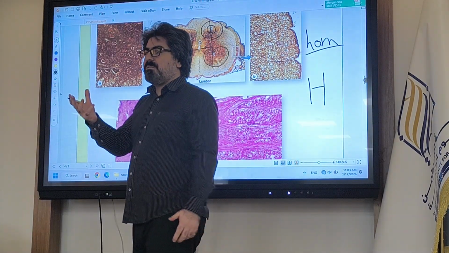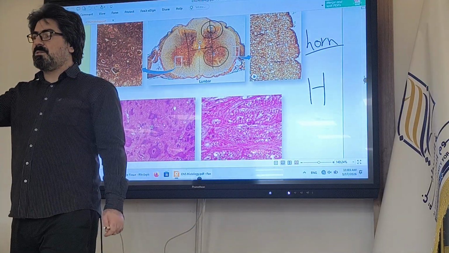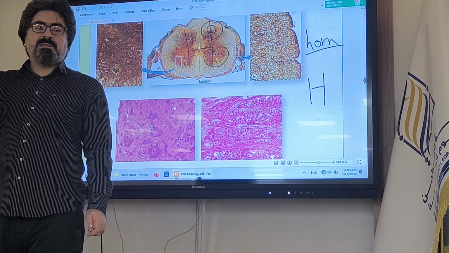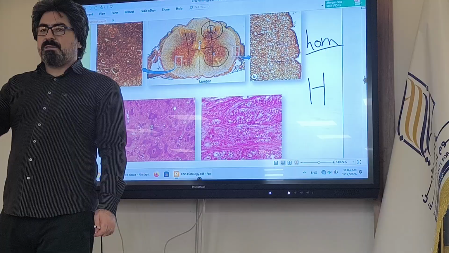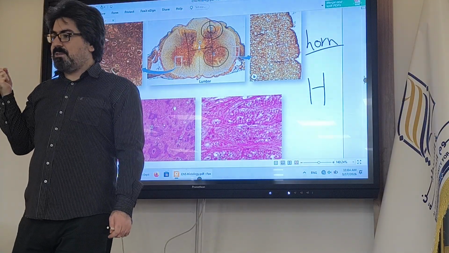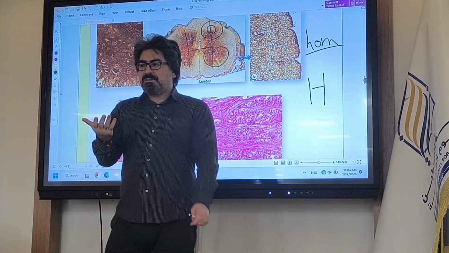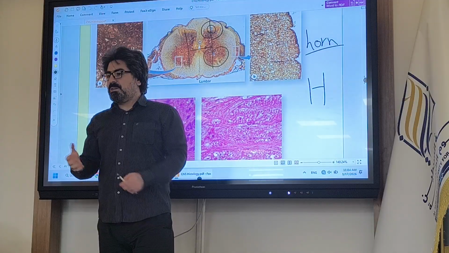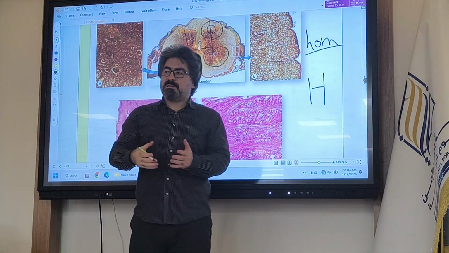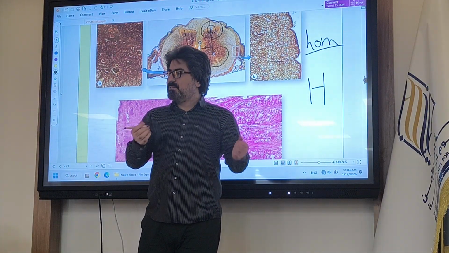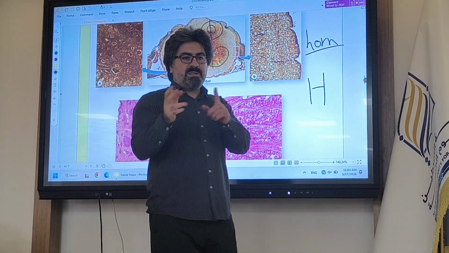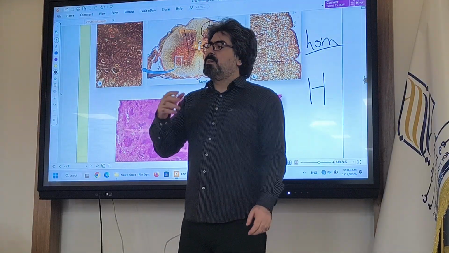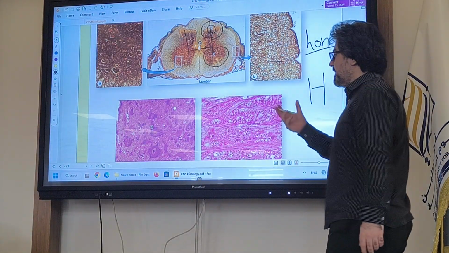So functionally, we have three types of neurons: sensory, motor, and interneurons. Sensory neurons receive impulses from the skin, for example. Motor neurons generate and conduct impulses to muscles or glands. And between these two, there are interneurons for communication.